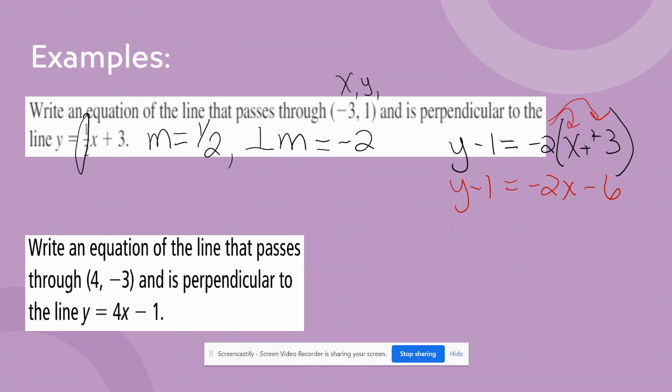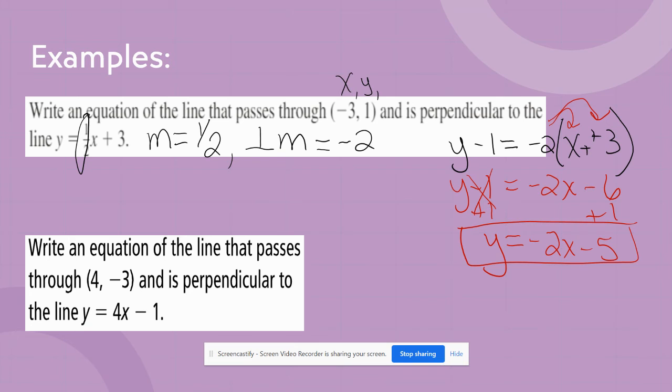Finish getting y alone. The opposite of subtracting 1 is adding 1. So I would add 1 to both sides. That adds to 0. y is equal to -2x minus 5. That would be the equation of the line that is perpendicular to the line given.